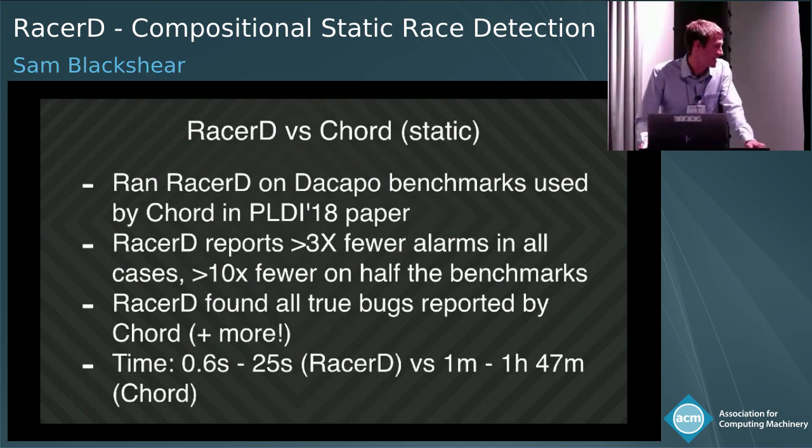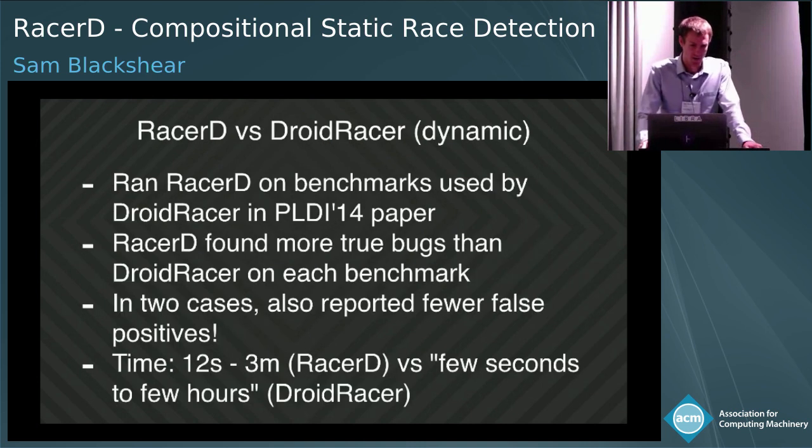Even though you can write a sound static analyzer, of course, you can have bugs in your analyzer that make you miss true bugs. So that's why that happened. And in terms of time, RacerD took from half a second to 25 seconds, and Chord was on the order of a minute to an hour and 47 minutes. So it's not just that we were doing way more work.